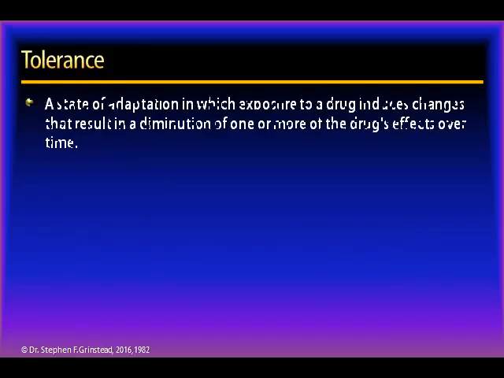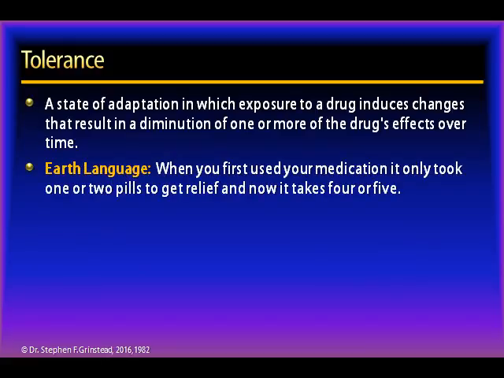Let's start with tolerance. The adaptation response to medication. Well, I like to put things down into earth language. So in earth language, I tell people, early on, maybe 1 or 2 pills would help you, and now it takes a whole bunch, 4 or 5. So your body has gotten used to the drug. The brain starts adapting. The brain will start producing more receptor sites, for example. It will change how it makes neurotransmitter chemicals, and all that to try to achieve homeostasis.